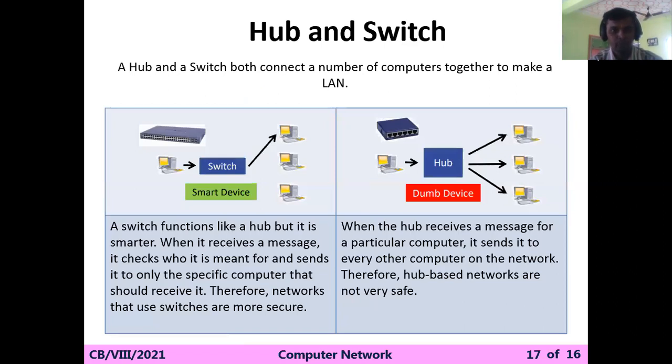Hub and switch. A hub and a switch both connect a number of computers together to make a LAN. Switch, smart device; hub, dumb device. What is a switch? A switch functions like a hub, but it is smart. When it receives a message, it checks who it is meant for and sends it to only the specific computer that should receive it. Therefore, networks that use switches are more secure. Hub. When the hub receives a message for a particular computer, it sends it to every other computer on the network. Therefore, hub-based networks are not very safe.